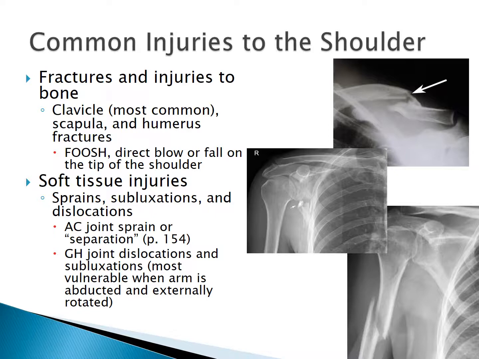The scapula and humerus are also possible locations for fracture in the shoulder region, but are less common than clavicle fractures. The common mechanism of a humeral fracture is FOOSH, with the mechanism of a scapular fracture being a direct blow. Both will require immobilization of the shoulder and arm for further evaluation and radiographs.